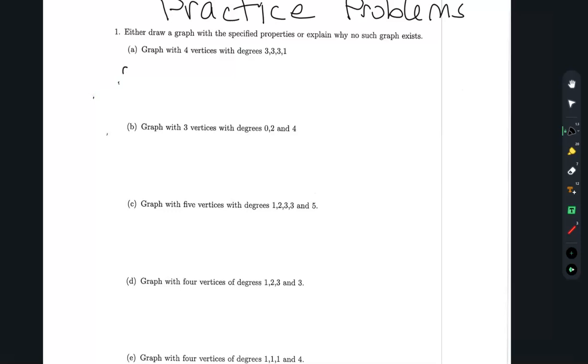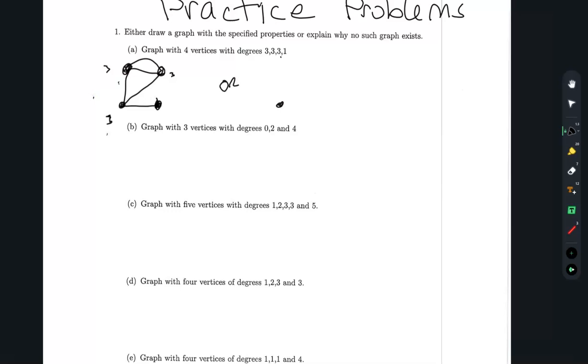So this has 4 vertices. So 1, 2, 3, 4. Okay, so then I'm going to have different degrees on these vertices, 3, 3, 3, and 1. So I'll make that one be the degree of 1. And so then I'll make this one of degree 3, right? Because it's got 3 edges coming out of it. And then if I connect these and then put a parallel edge, these both would have degree 3. So that would work. There's many different ones.